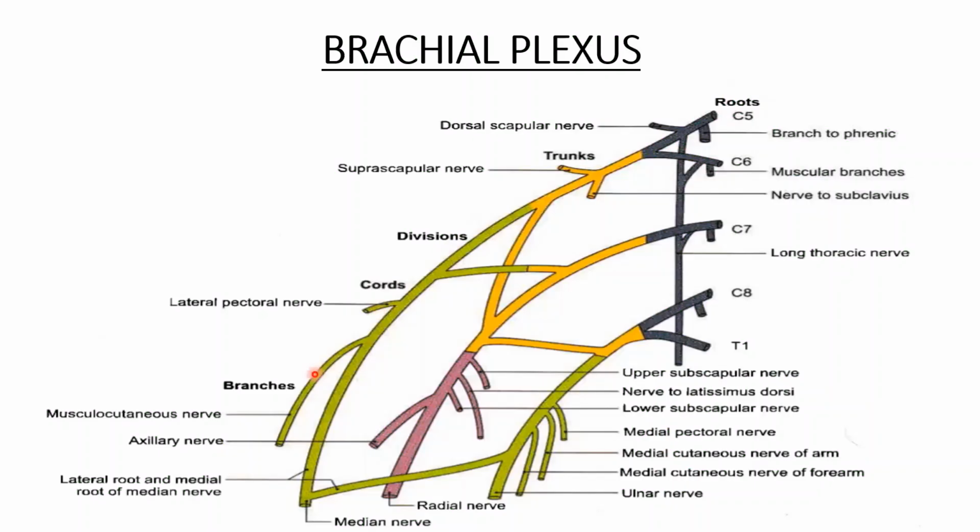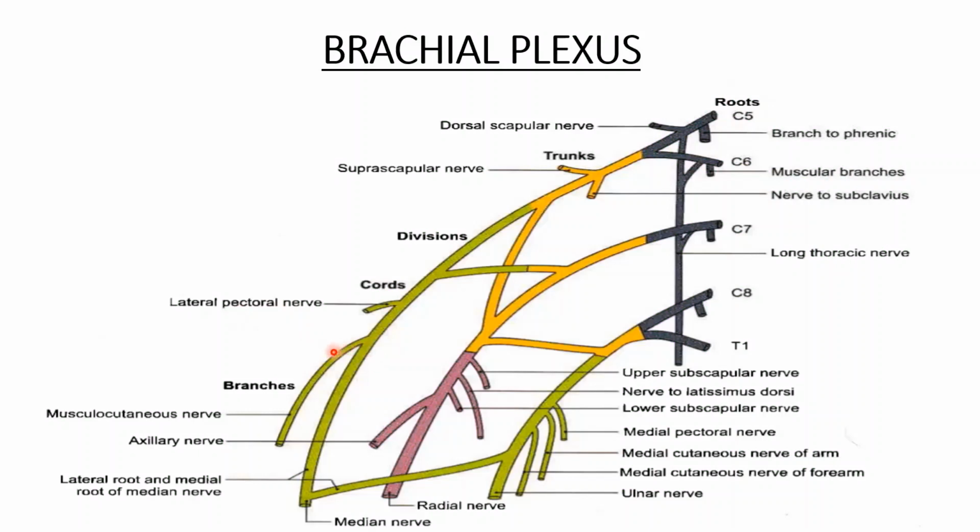Now moving on to the branches of the cords. First, I'll go through the branches of the lateral cord. The lateral cord will first give a branch that is called the lateral pectoral nerve. The lateral pectoral nerve has a root value of C5, C6, and C7, and it's involved in supplying two muscles, that is pectoralis major and pectoralis minor.